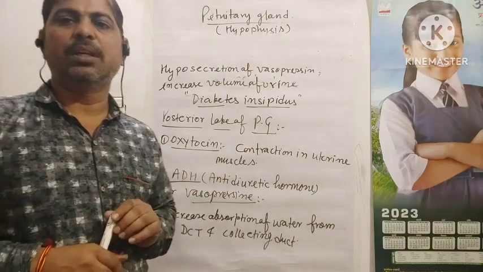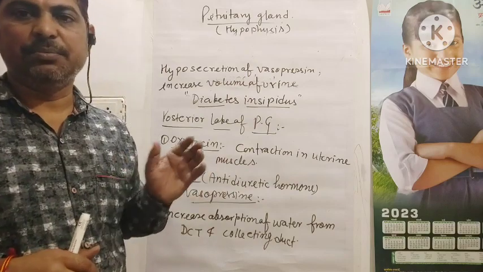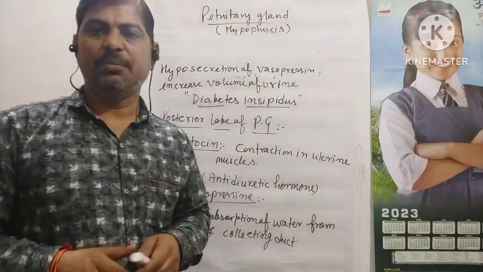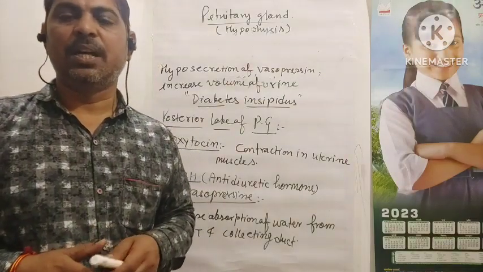So this is all about the secretions of the different lobes of the pituitary gland. In the next video we will meet with the secretion and function of the hormones of the other glands.